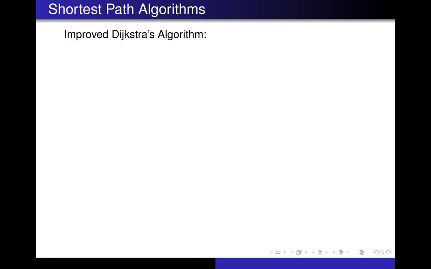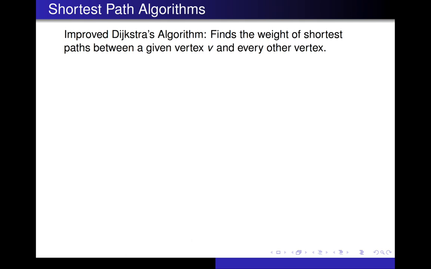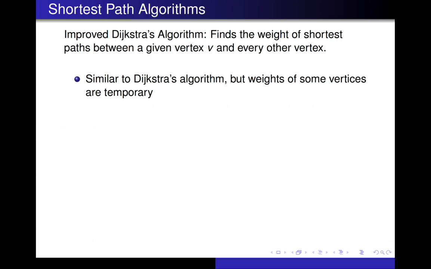So next we're going to do improved Dijkstra's algorithm. Improved Dijkstra's algorithm works almost exactly the same as Dijkstra's algorithm. First of all, it answers the same question. We start with a vertex V, and we find the distance from that vertex to every other vertex. But the big difference from Dijkstra's algorithm is that instead of having to figure out one vertex at a time, we're going to find a bunch of weights at once, but a lot of them are going to be temporary. And what happens?